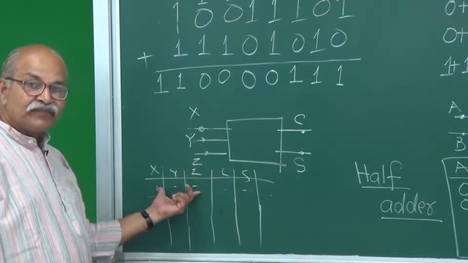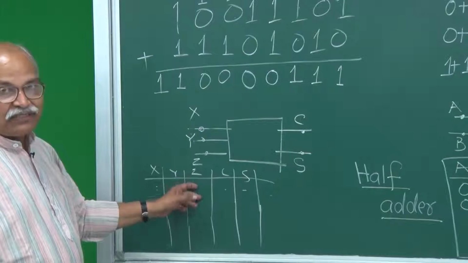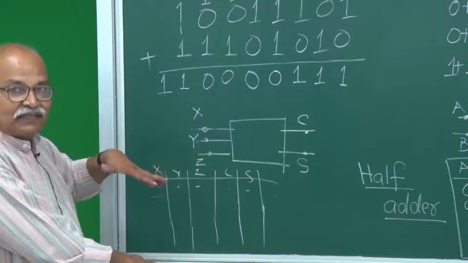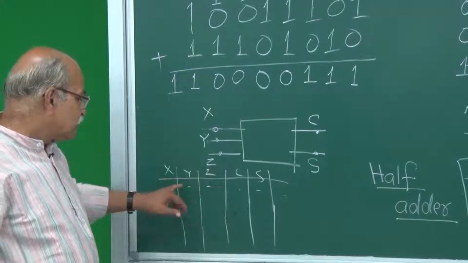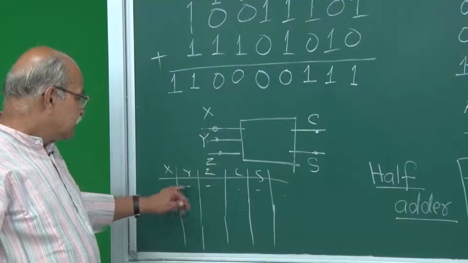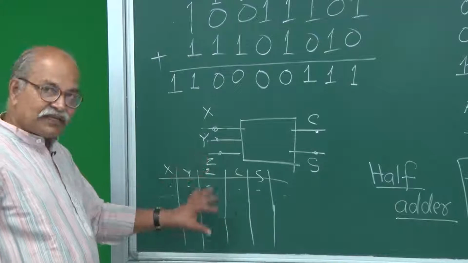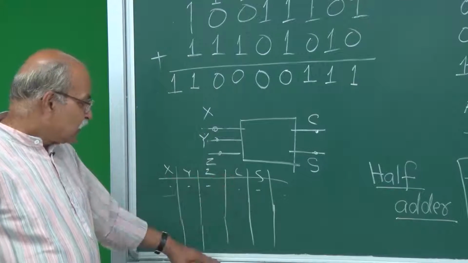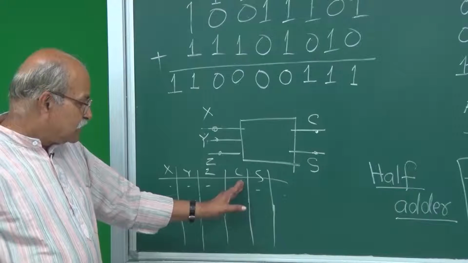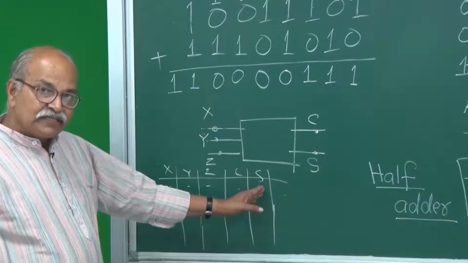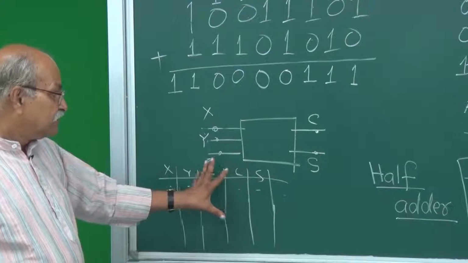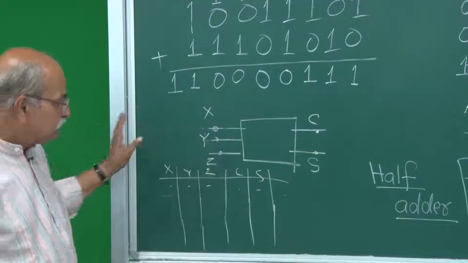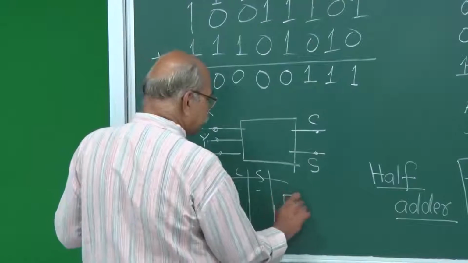There are 3 inputs. Each input can be 0 or 1. So all those combinations are to be written. All those combinations are to be exhausted. 0, 0, 1, 0, 0, 0. Everywhere you have to make. So 8 rows, and for each row you know how much is C and how much is S, and that kind of truth table, that kind of circuit which can do this, is known as full adder.